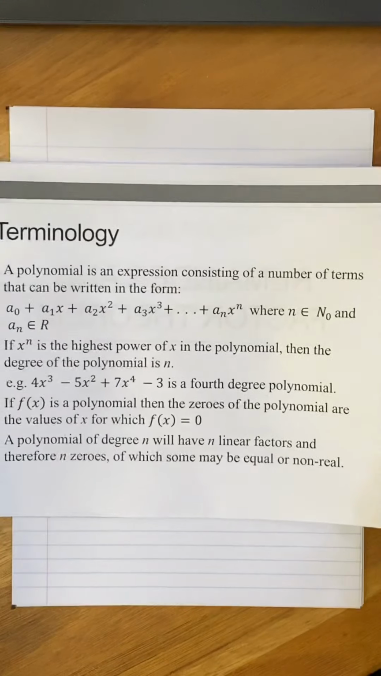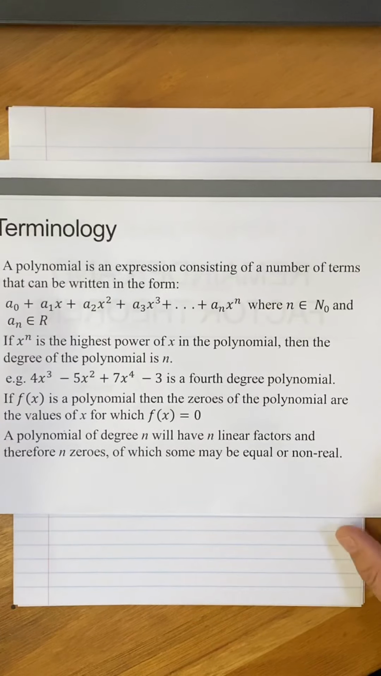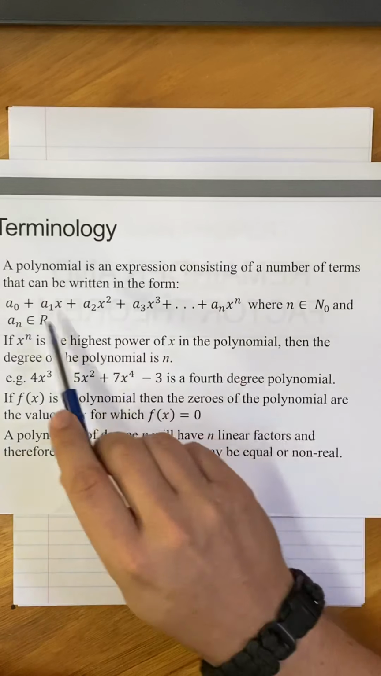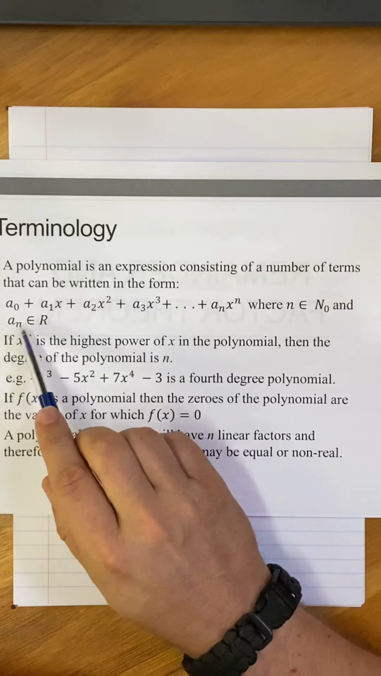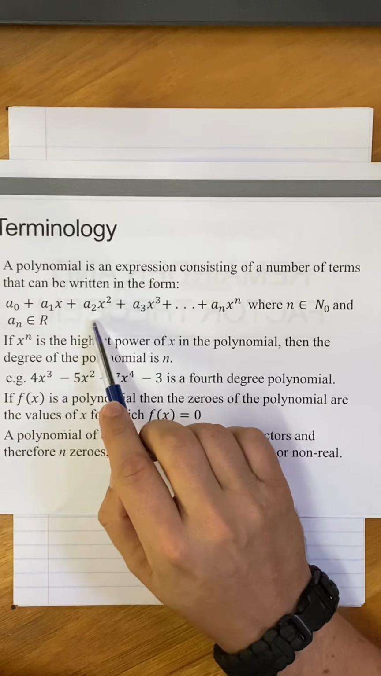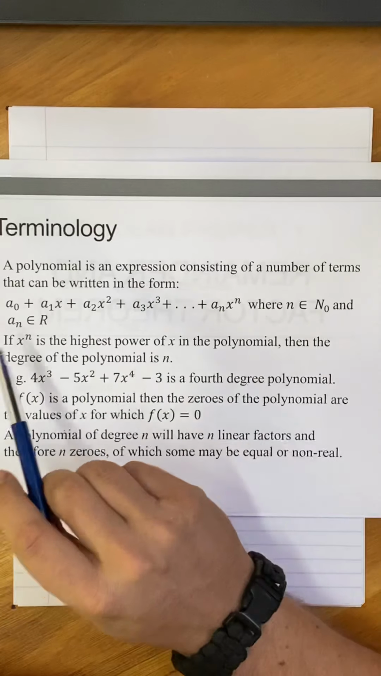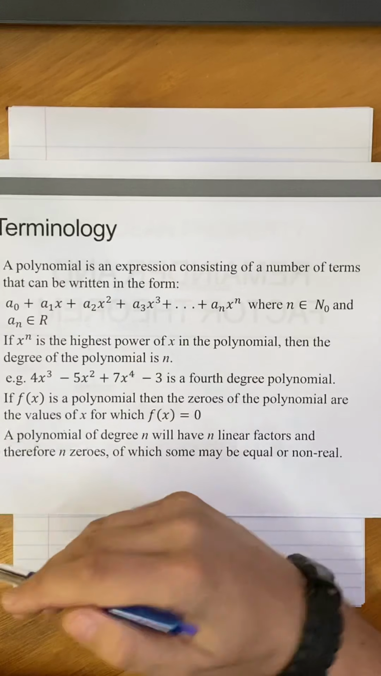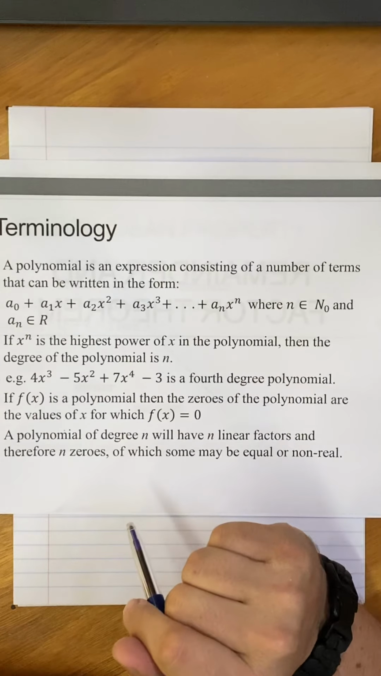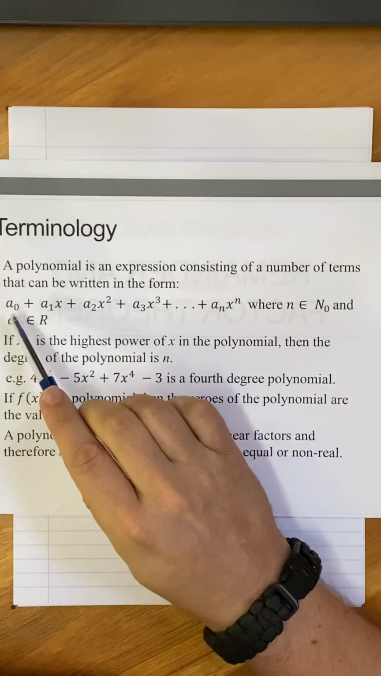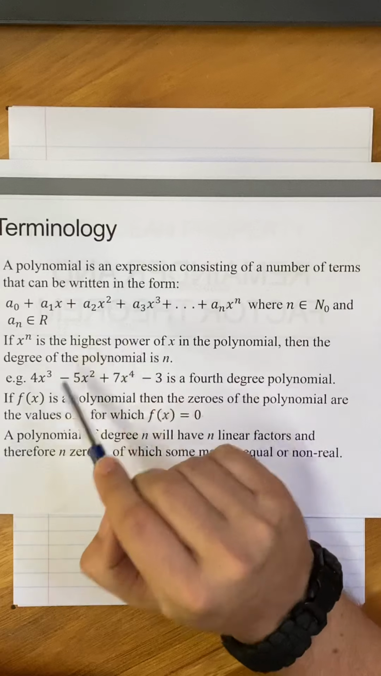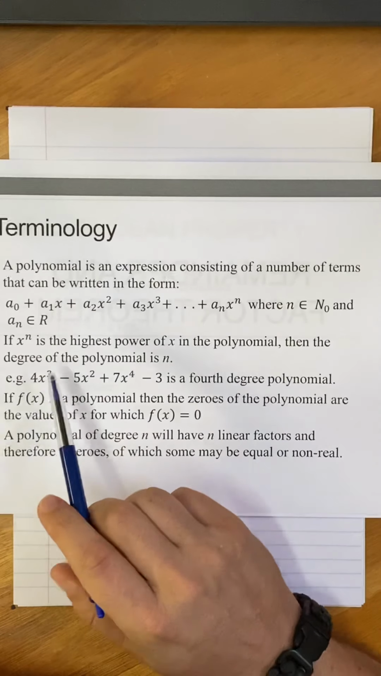Okay, so just to get some terminology out of the way. A polynomial is an expression consisting of a number of terms that can be written in the form a0 plus a1x plus a2x squared and so on, where a0, a1, a2 are just some kind of coefficient. So you guys have seen, for example, 7 plus 2x plus 7x squared. That's all it means, okay?